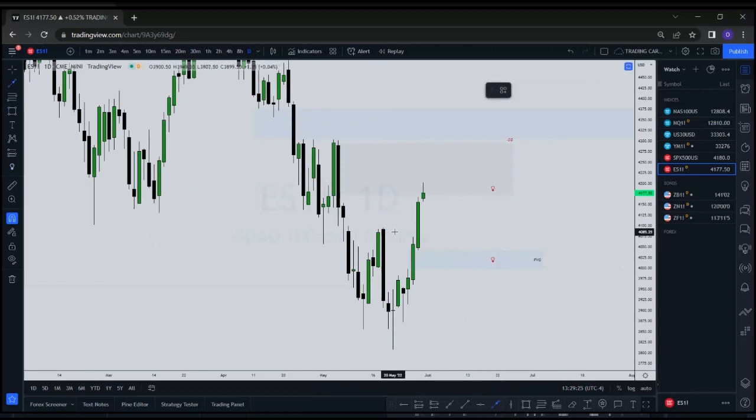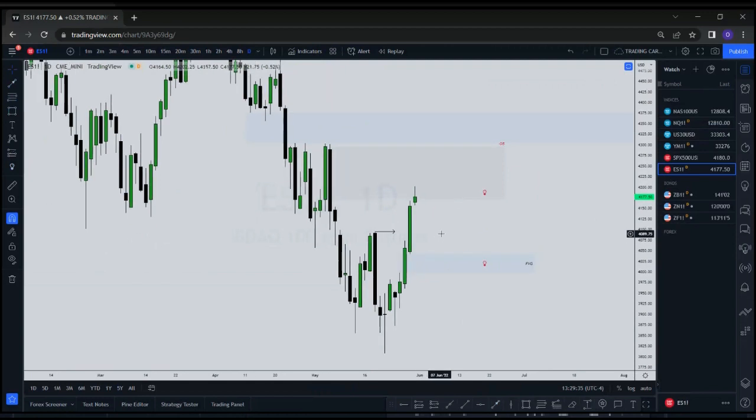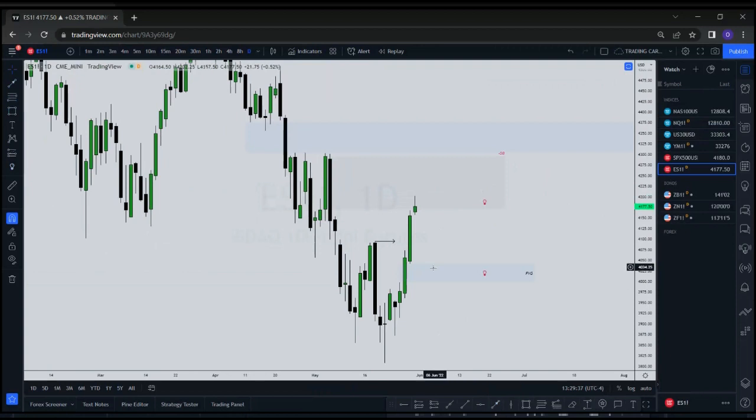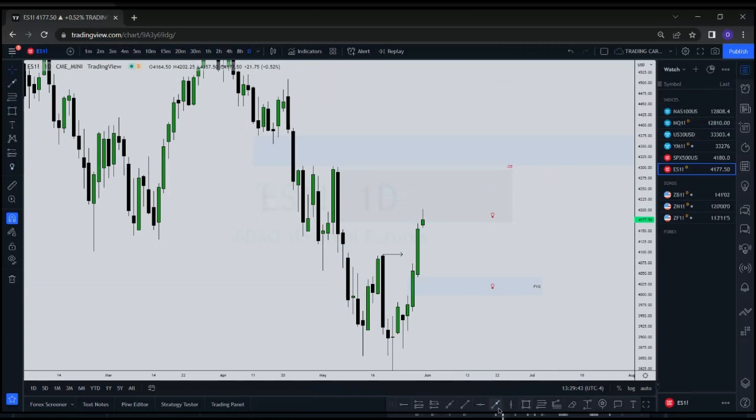Because we've broken structure over here on the daily time frame, this is quite a nice area to watch for if we're looking to go long in the market. And if we do get a reaction here, let's say hopefully Wednesday, then what we want to target are these equal highs over here.